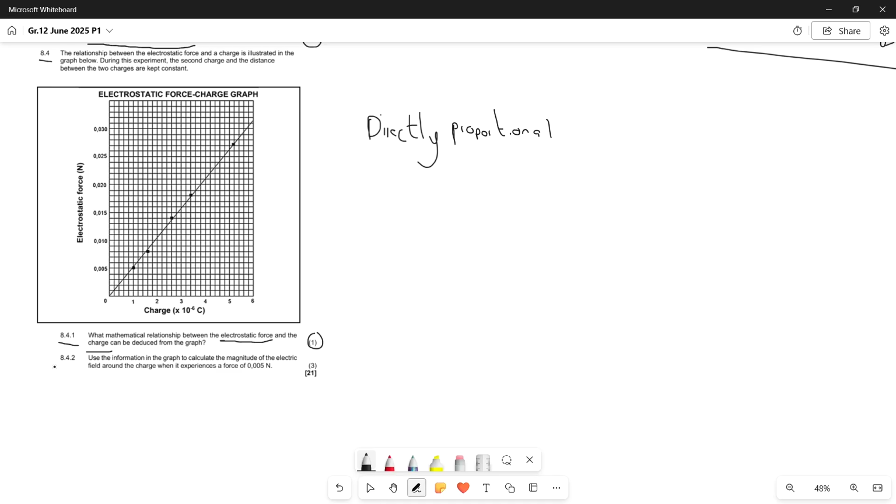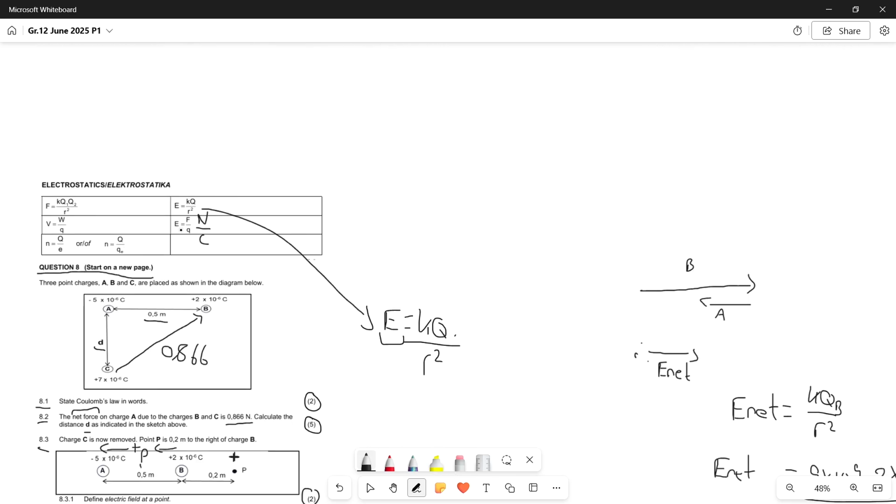And then last question for this section, 8.4.2 says, use the information in the graph to calculate the magnitude of the electric field, the E, around the charge when it experiences a force of 0,005 newtons. So 0,005 is over there and 0,005 is over there. This is 3 marks, and we are getting the electric field. So we're just going to rewrite this formula here. E equals F over Q.